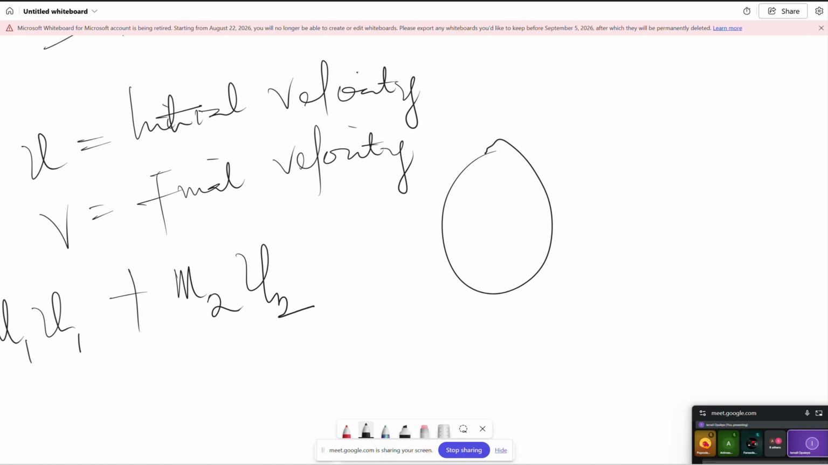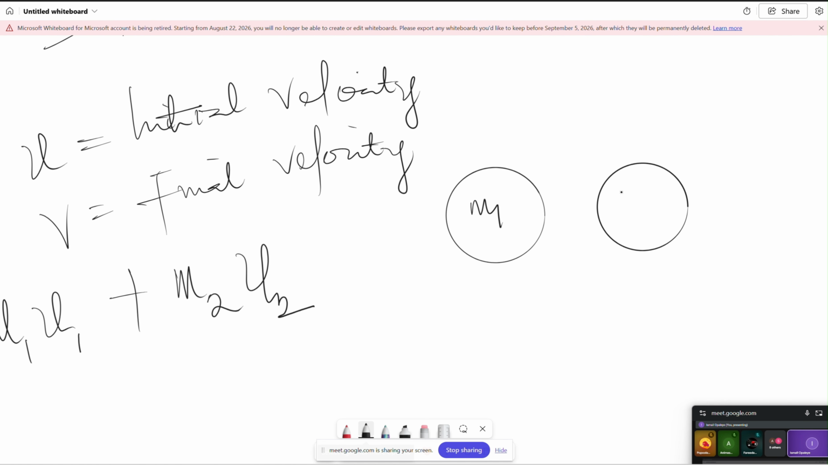Is this going to change? It's not changing. It's supposed to convert to the shape for me. Let me try that again. Okay.